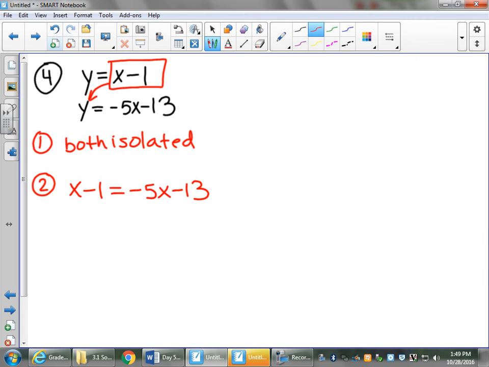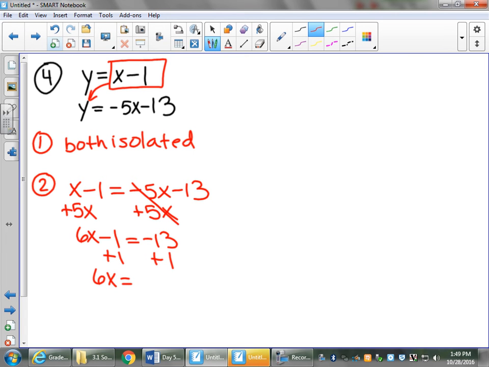This is the first time we've been solving this year where we have x's on both sides of the equation. Whenever you move it across the equal sign, you have to do opposite operations. And you move x's before constant terms. So I'm going to add over the 5x to both sides, which will give me 6x minus 1 equals negative 13. And you solve it like a normal two-step equation. Add over the 1, careful with your signs. Negative 13 plus 1 is negative 12. And if you divide both sides by 6, x will equal negative 2.